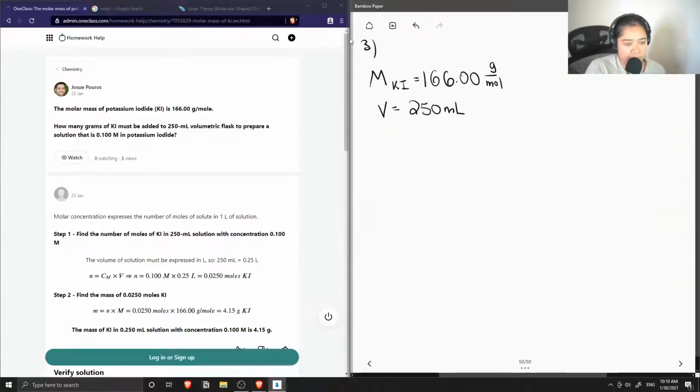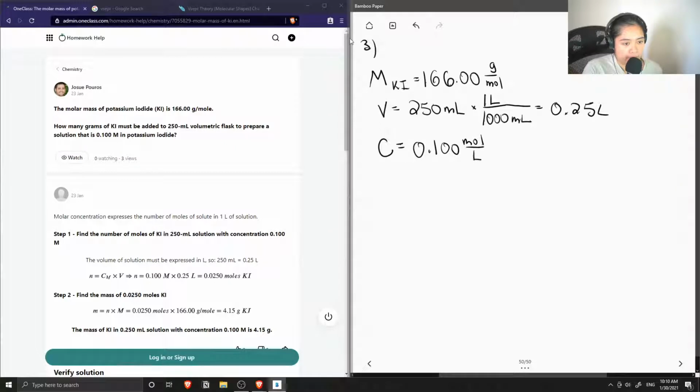To convert to liters, we just need to multiply this by the conversion factor, where 1 liter is equal to 1,000 milliliters. So if we divide 250 by 1,000, we get 0.25 liters of solution. We also know our desired concentration, which is 0.1 moles per liter. This is why I converted my volume to liters, just so that everything is in the same units.